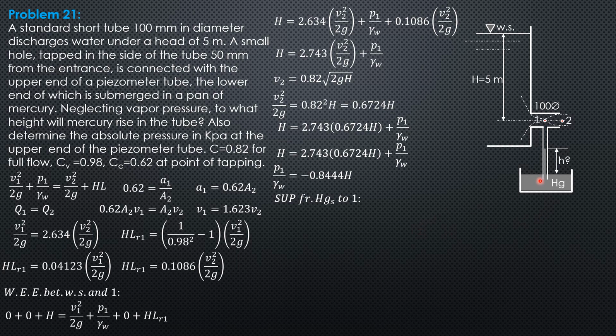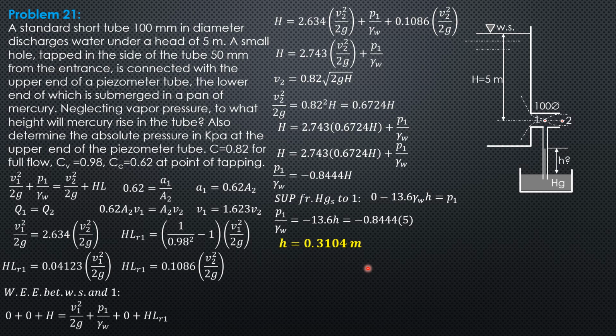So 0 minus 13.6 times gamma of water times small h equals pressure here. The pressure at this point, because this is filled with entrapped air, is also the pressure at 1. So that's why we equate to pressure at 1. So the pressure head at 1, P1 over gamma of water, is negative 13.6 of small h. And it is also negative 0.844 of big H, and big H is 5. So from here, we can now compute for h. It is equal to 0.3104 meters.